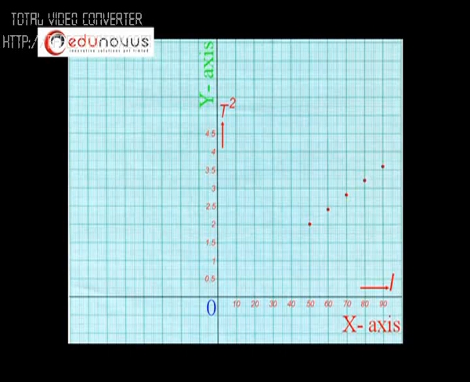Now, join all the points. We observe that the line meets at origin O. Therefore, this graph is a straight line passing through the origin. Now, from the graph, we can calculate the value of L by T square and hence g.